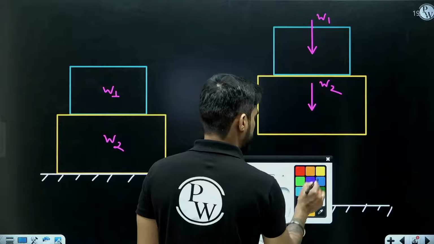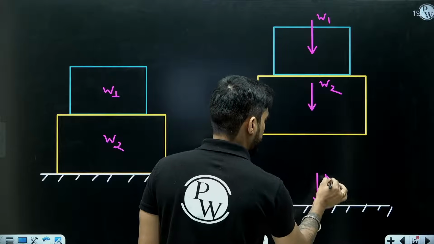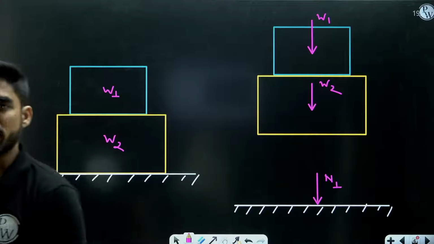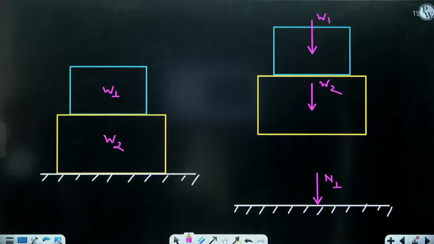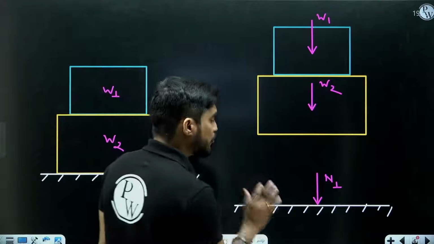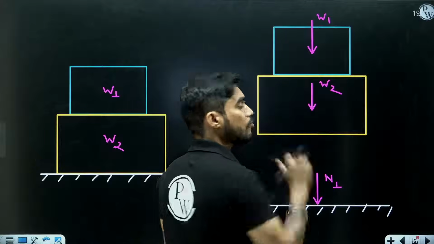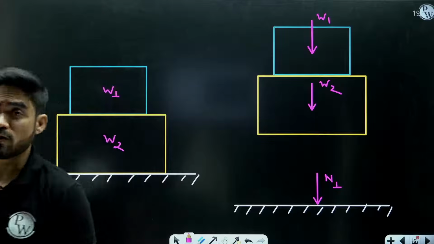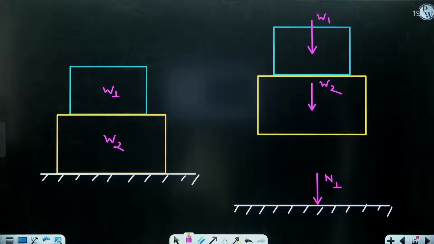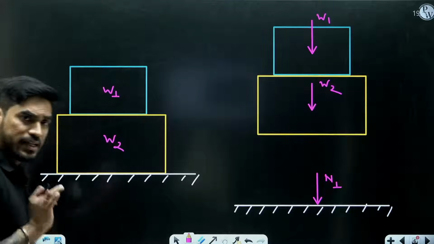Let me call this N1. It's a normal force, so I will call it N1. Now this white box will apply an equal and opposite force on this yellow box. Why equal and opposite force? Remember Newton's third law. You might have studied Newton's third law in school, right? Every action has an equal and opposite reaction.